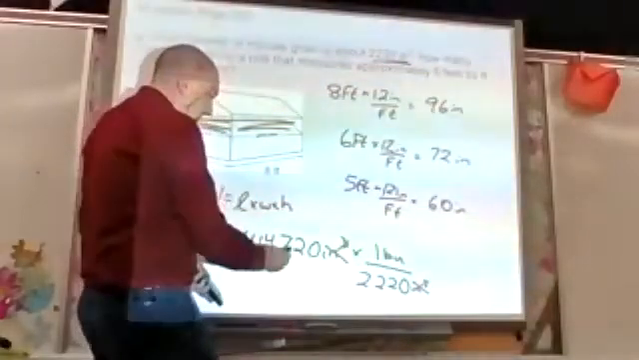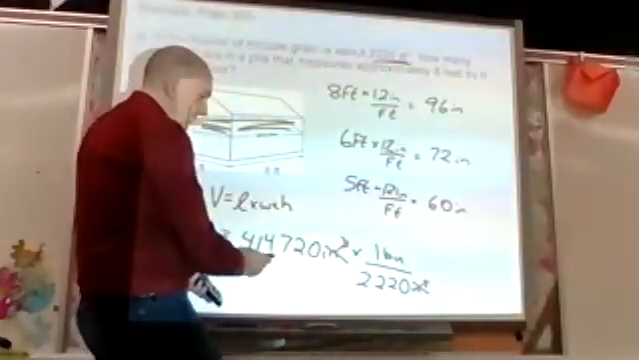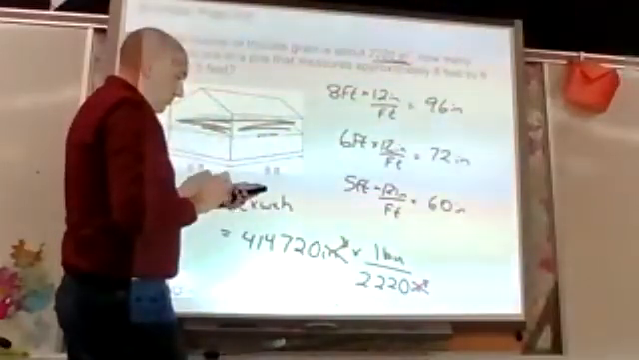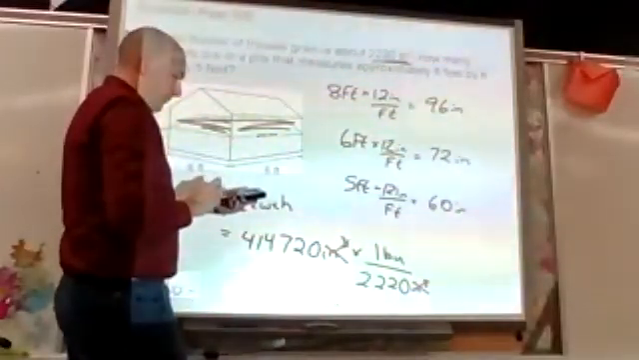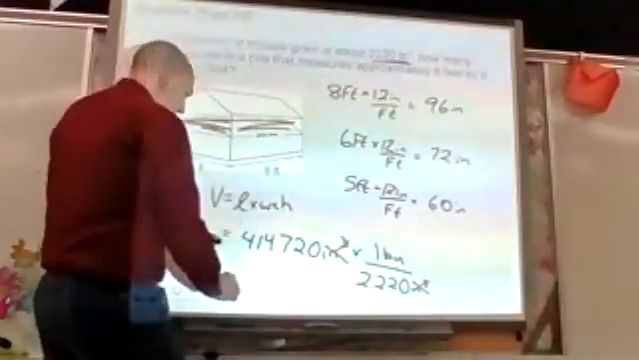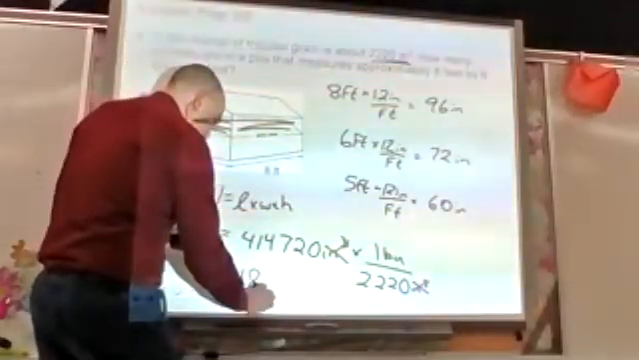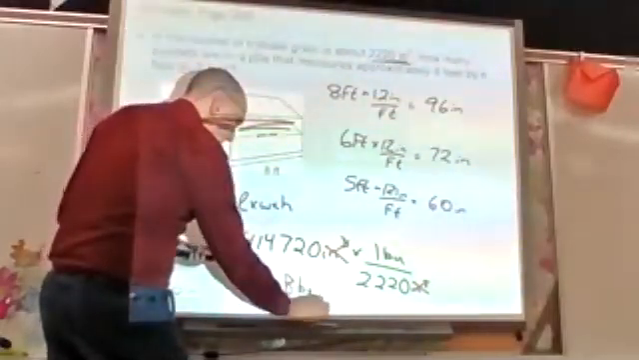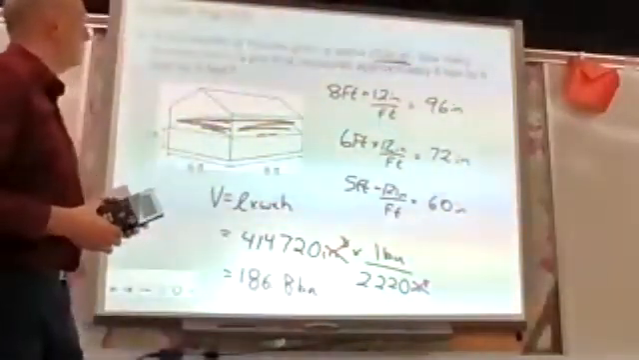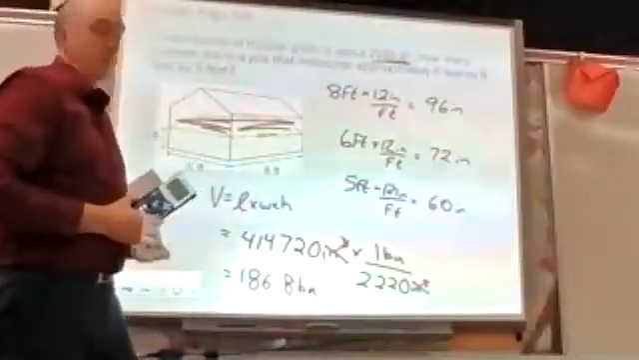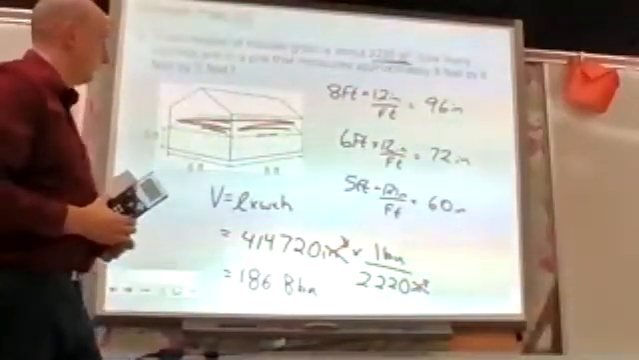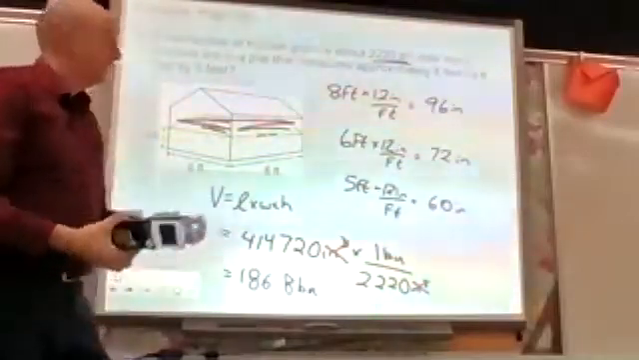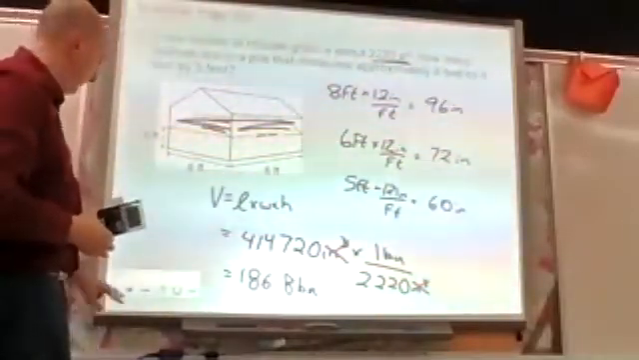So what I'm going to do here is 414,720 divided by 2,220. And that gives me 186.8 bushels as my final rounded answer to the closest tenth of a bushel. You could say also 187 bushels if you're going to the closest bushel.